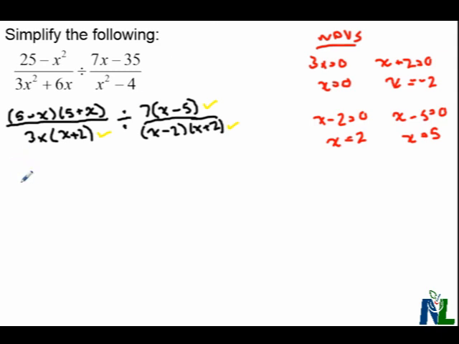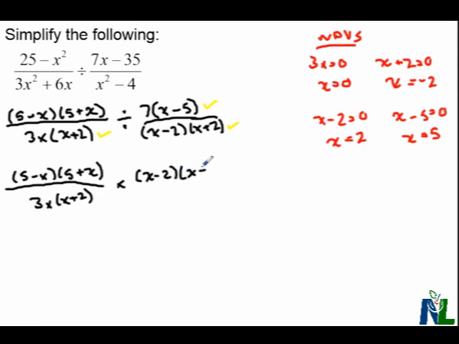So now that I have all this factored, I'm going to multiply by the reciprocal. So I need to write out my first expression here again. Remember, the first expression stays like it was, but the second one now, I need to write down the reciprocal. So what was in the numerator goes in the denominator, and what was in the denominator now moves to the numerator.